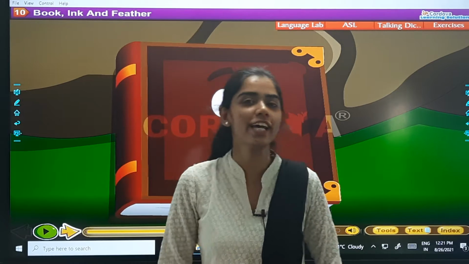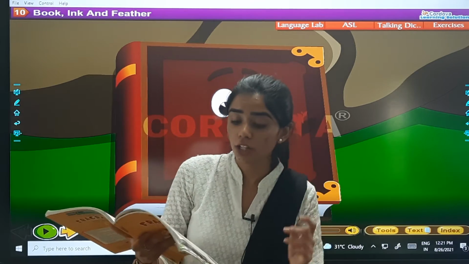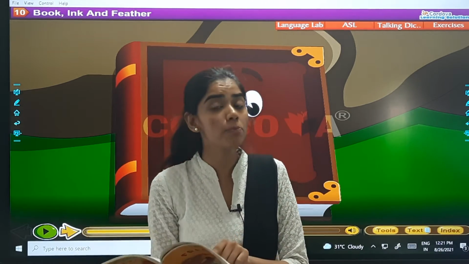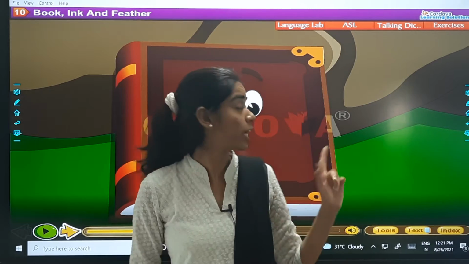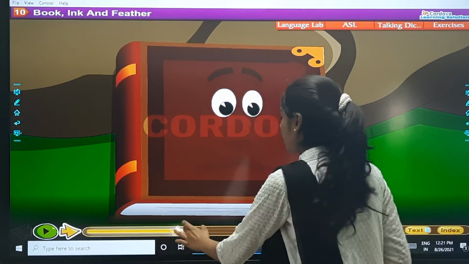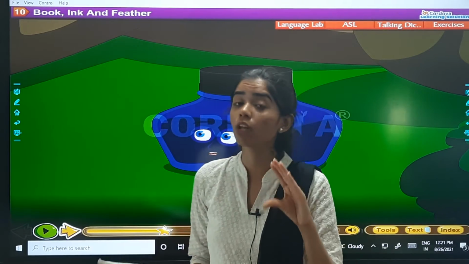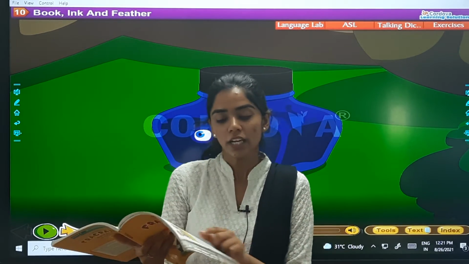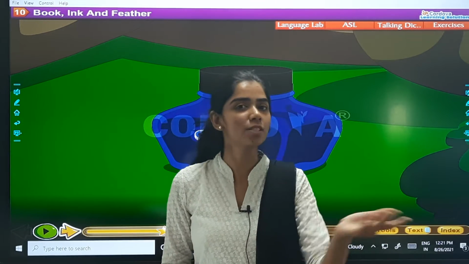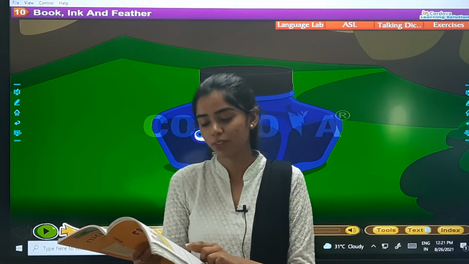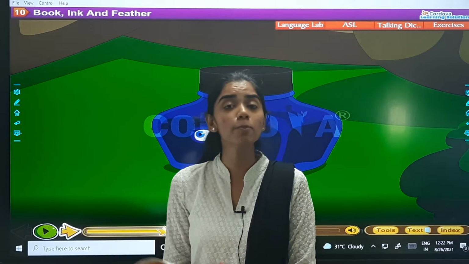Now, one more character has been introduced, that is the inkpot. Not far from there, a lovely inkpot had been full of ink for years. So this is the inkpot they have shown, in the corner, and it had been full of ink for years. Its owner had forgotten about it. The owner must have bought it and misplaced it, and he had forgotten about it and left it in some corner. The inkpot and the storybook blamed their bad luck.